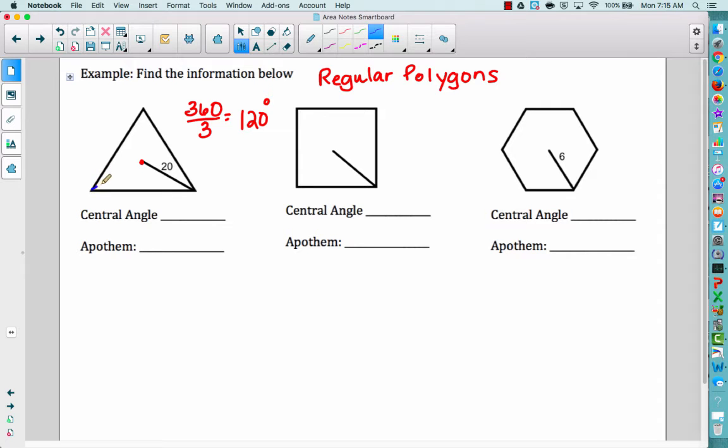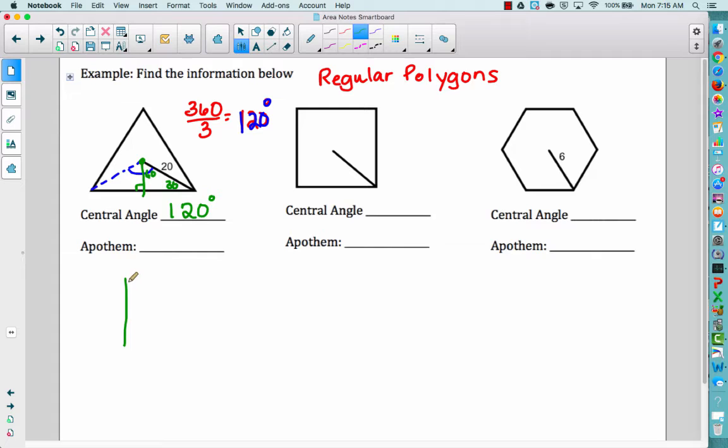Because the central angle is this. This is 120 degrees, right? So I'm going to actually put that in blue. I don't want to draw it in because it's going to get messy. So when I draw in my apothem, and I'll do that, I'll change that to green, like that, and my radius is 20, I've actually created a 30, 60, 90 triangle. So first of all, my central angle is 120 degrees. Now I've got to find my apothem.